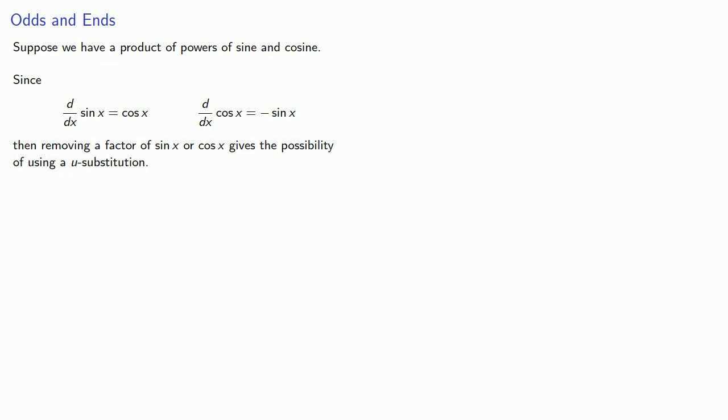Suppose we have a product of powers of sine and cosine. Since the derivative of sine is cosine, and the derivative of cosine is negative sine, then removing a factor of sine or cosine gives the possibility of using a u substitution.